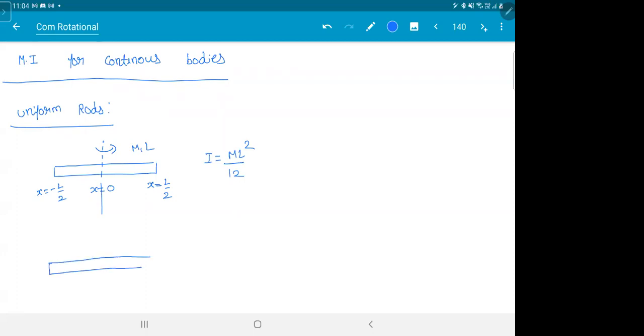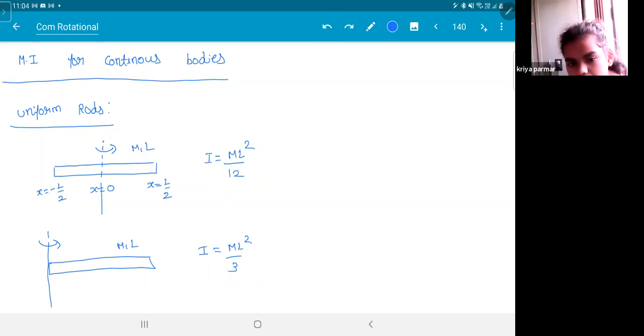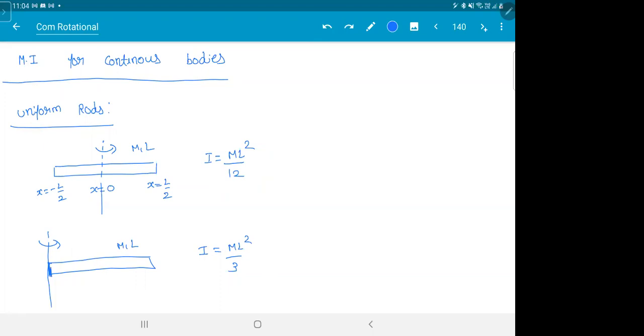Suppose the same rod, if you rotate about the edge, the moment of inertia would be mL square by 3. You know the meaning of this? Which is bigger, this or this? The second one, no? Second one. Meaning it is more difficult to catch the rod at the edge and rotate compared to catching at the center, because higher the moment of inertia, more difficult to rotate the rod.